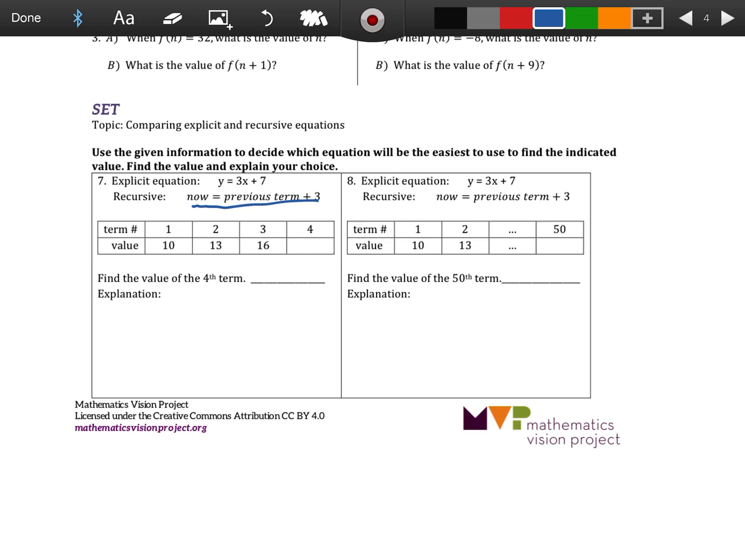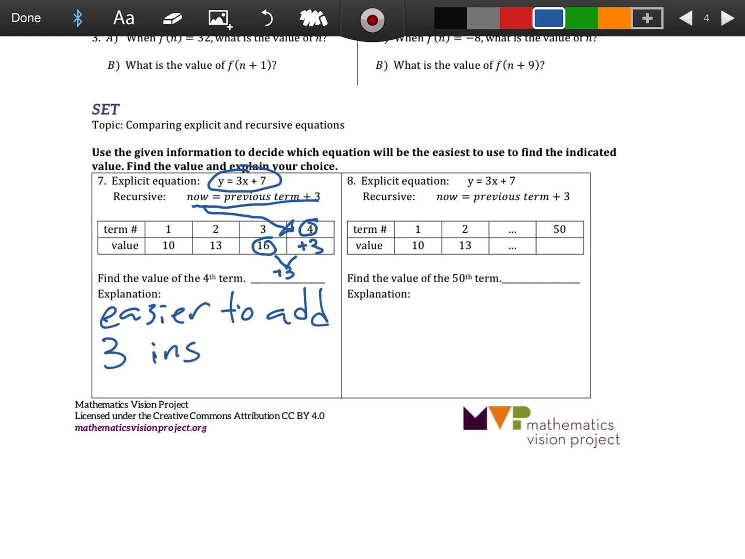Well, you honestly have a few ways you could approach this. Of course, one's going to be easier than the other. Personally, I think the recursive is the easiest because I don't have to plug in a ton of information. This is saying that the now term, which in this case is 4, so 4 is our now, is equal to the previous term, so 16, and then adding 3. Pretty simple. Explanation, well, I didn't have to plug into the equation up here for x, even though I could have. I simply just added 3.